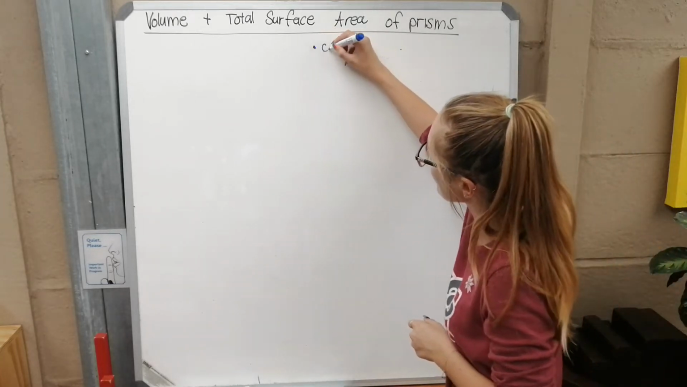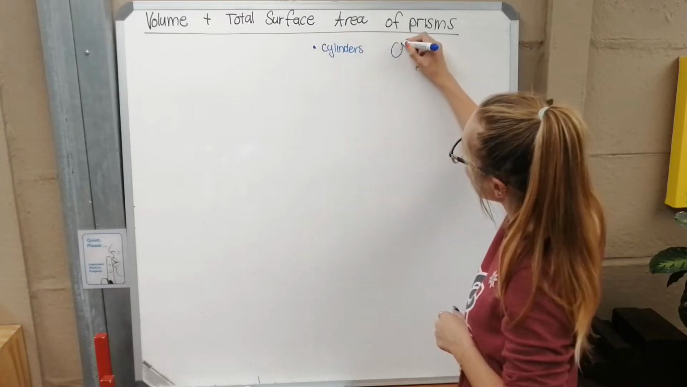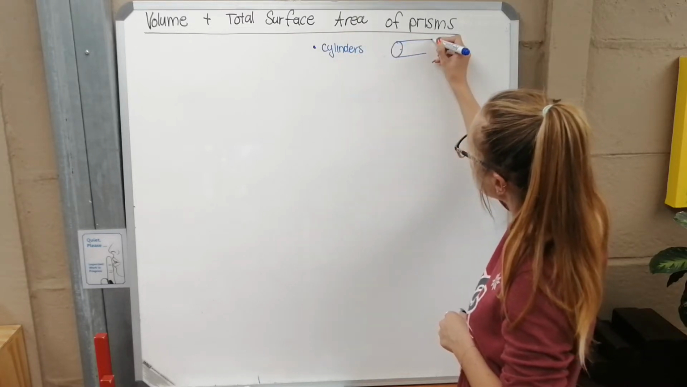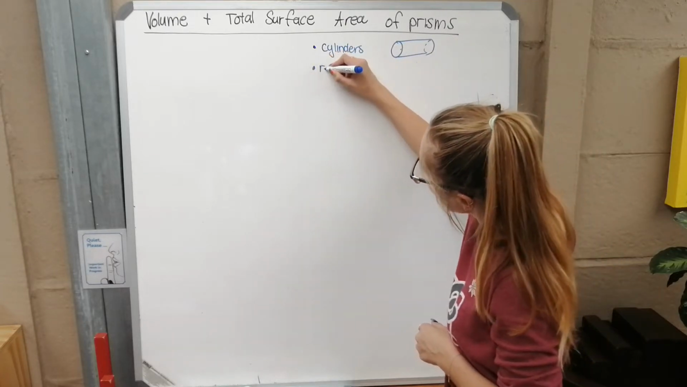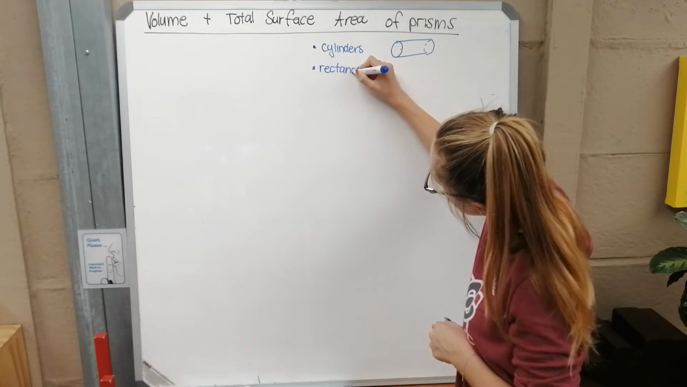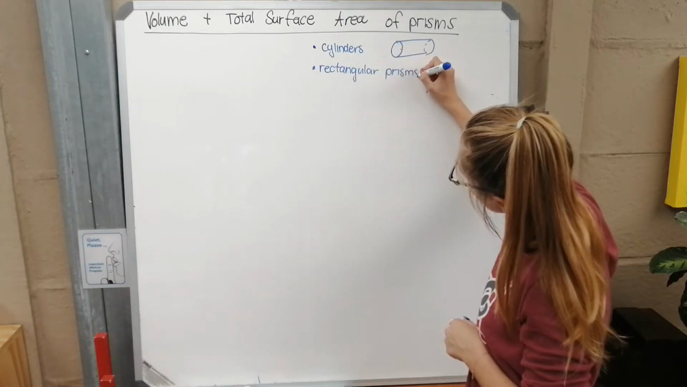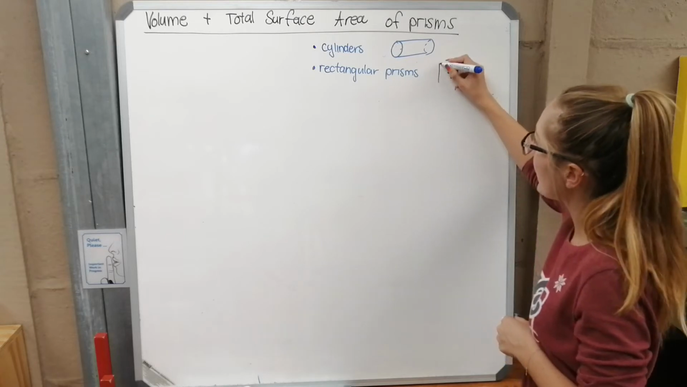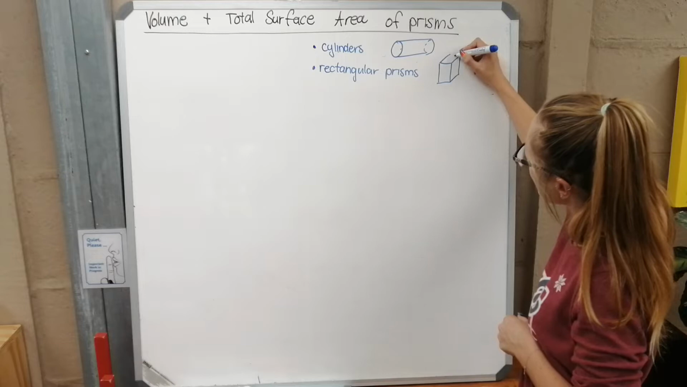So these are things like cylinders. This is something that has a circular face at the front and at the back as well. Then you get rectangular prisms. So these are when you have a rectangle at the front and a rectangle at the back.